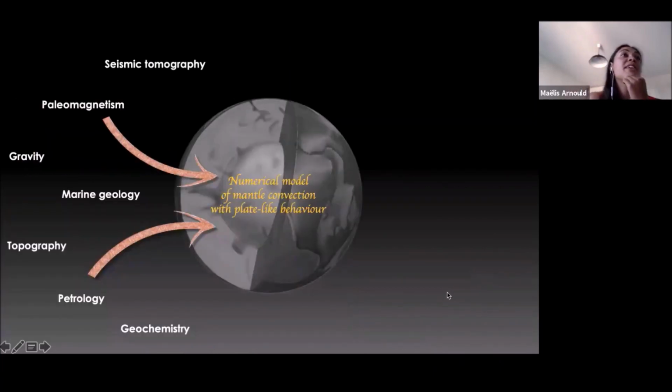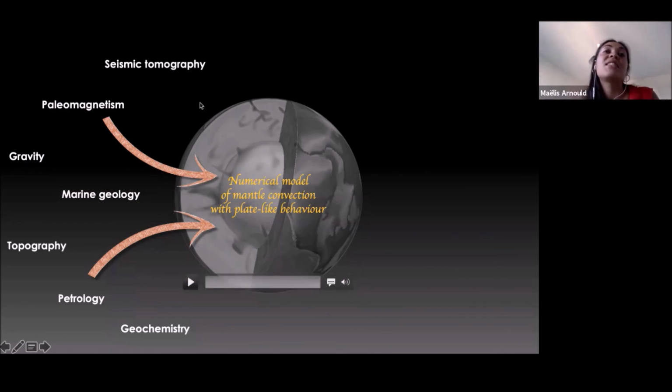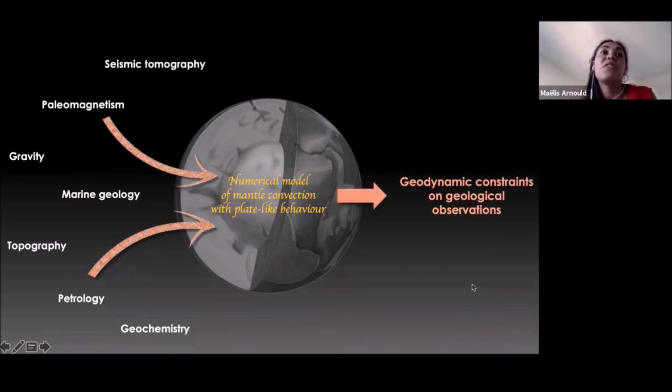So to finish, I just wanted to stress that here I provided a glimpse of some of the possibilities offered by the combination of geological observations with the use of numerical models of whole-mantle convection, which self-generate plate tectonics, in order to geodynamically constrain geological observations and better understand surface evolution.